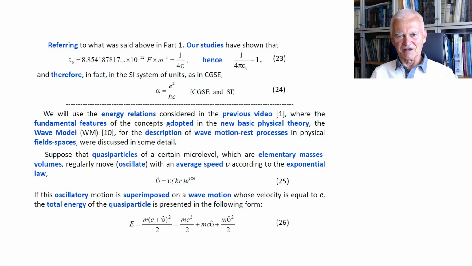We will use the energy relation considered in the previous video, where the fundamental feature of the concept adopted in the new basic physical theories, the wave model, for the description of wave motion response processes in physical field spaces, were discussed in some detail. Suppose that quasi-particles of a certain micro level, which are elementary mass volumes, regularly move, oscillate, with an average speed v according to an exponential law. If this oscillatory motion is superimposed on a wave motion whose velocity is equal to c, the total energy of the quasi-particles is presented in the following form.